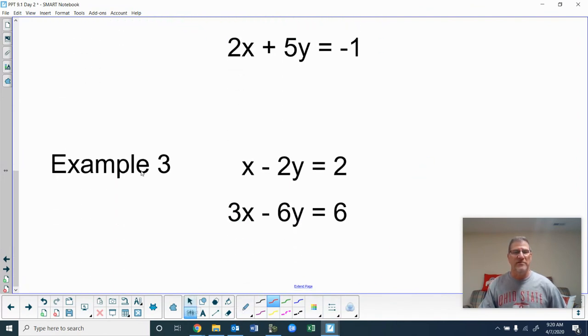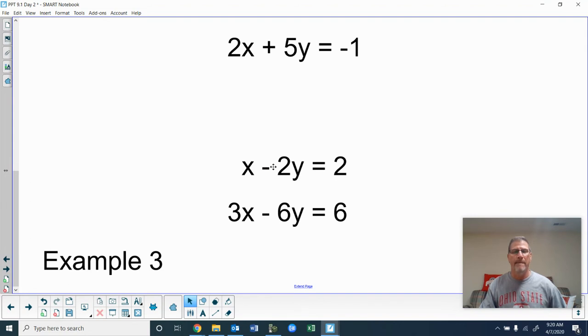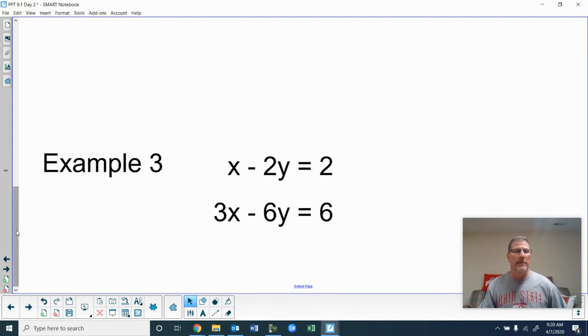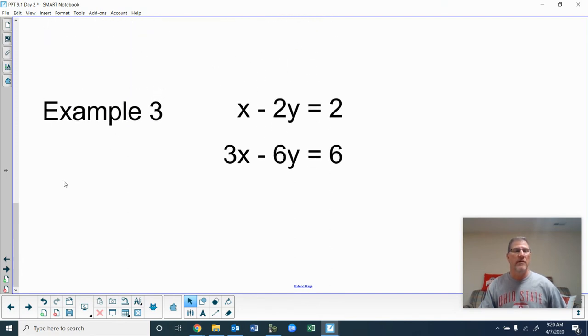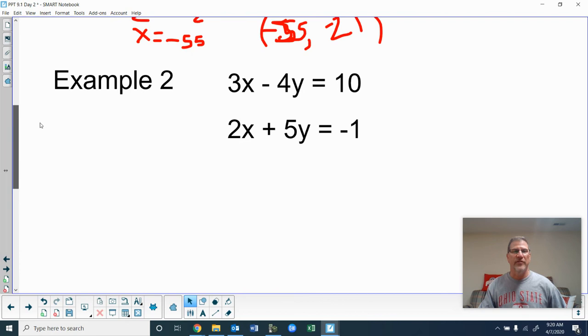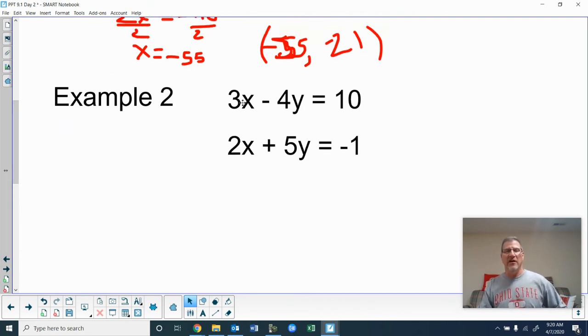Okay, let me move this third example down a little bit for you. Go back up to number 2. Okay, now in this situation, none of the variables have the same coefficient. I got a 3x, 2x, a negative 4y, a positive 5y. So we've got to make them the same first. We have an extra step we have to do this time. Okay, so it's your choice here. You can make the x's have the same coefficient or the y's. I'm just going to do the x's.